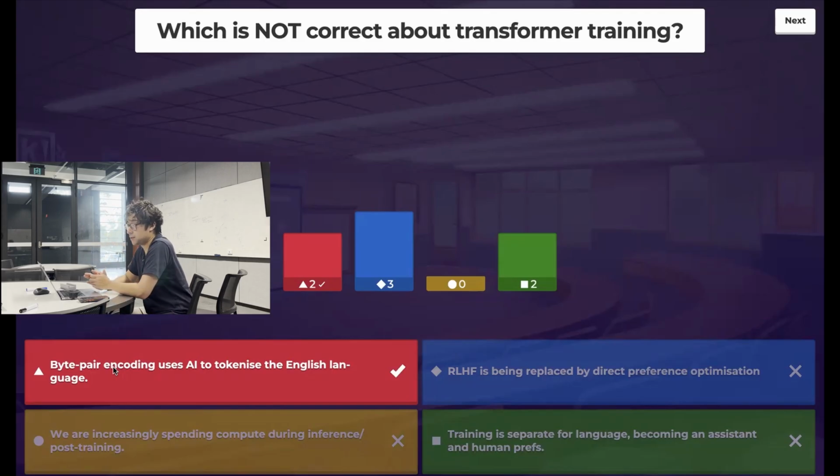Now, this one is tricky because we actually don't use AI to tokenize the English language. What we actually do instead is a very simple algorithm. We take a look at a bunch of characters and ask which ones are most commonly placed together in the English language. Which set of characters keeps on appearing together over and over again? So we just find the most frequent ones that appear together, and eventually that becomes subwords, just out of the nature of that.